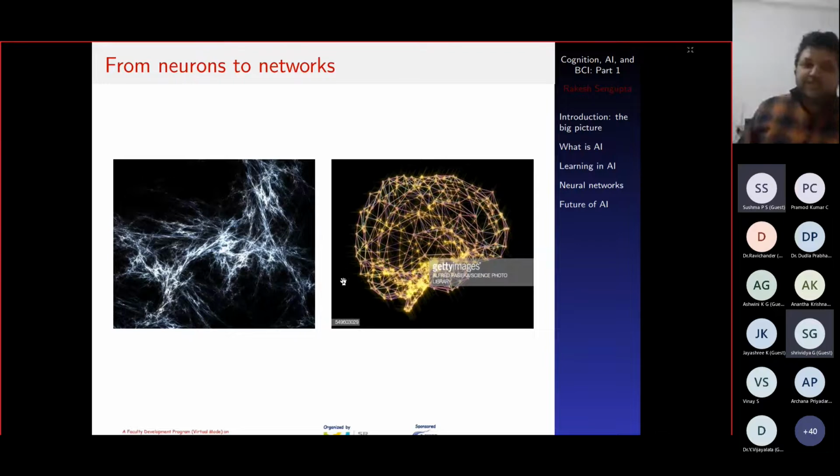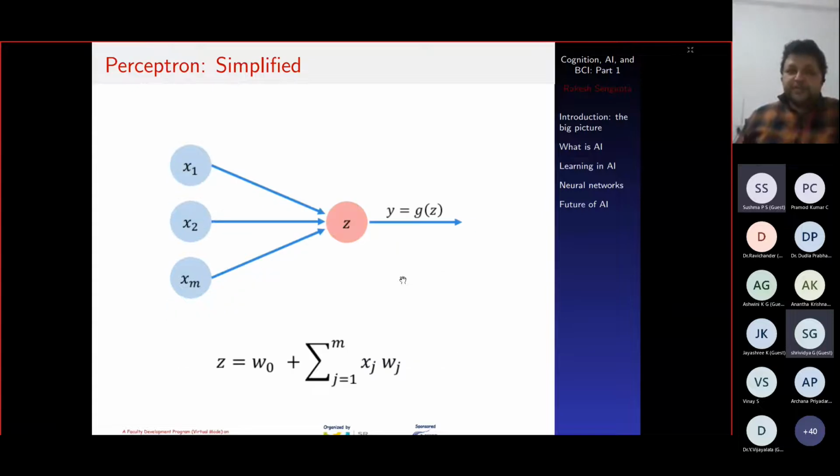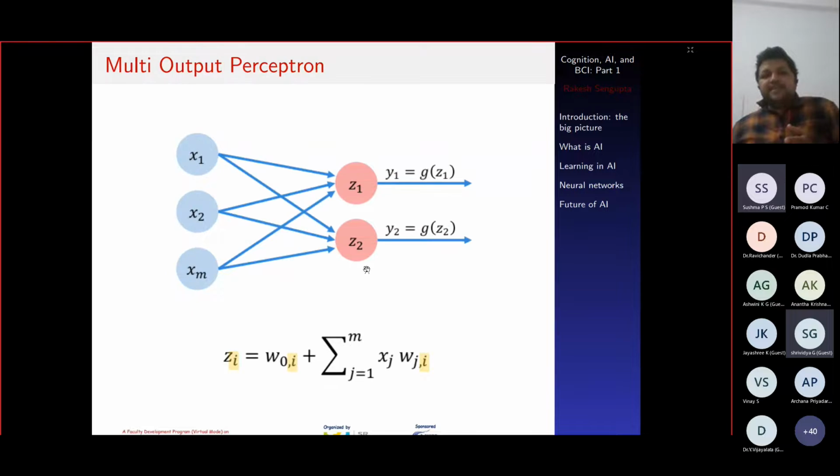Now, we talked about this from the artificial neuron. Can we really go to a network? So let's come back to our simplified perceptron, which has inputs, weights, a weighted sum, and a non-linearity, which goes into an output. Now this can be represented very simply in a matrix format, where the output comes from the weighted sum, with the non-linearity function added.